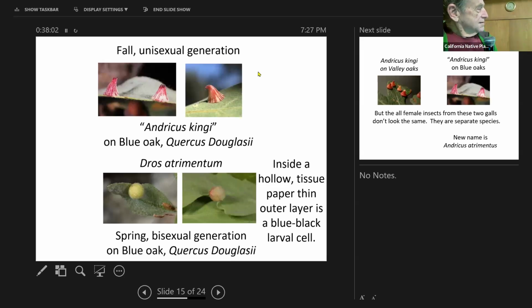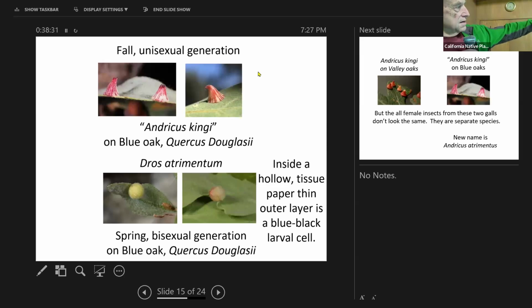And lo and behold, that next spring, that tree was just loaded with these little delicate spherical things on the margins of the leaves. If you cut them open, inside was a blue-black larval cell suspended on little fibers. And from that, I managed to rear out the bisexual generation.